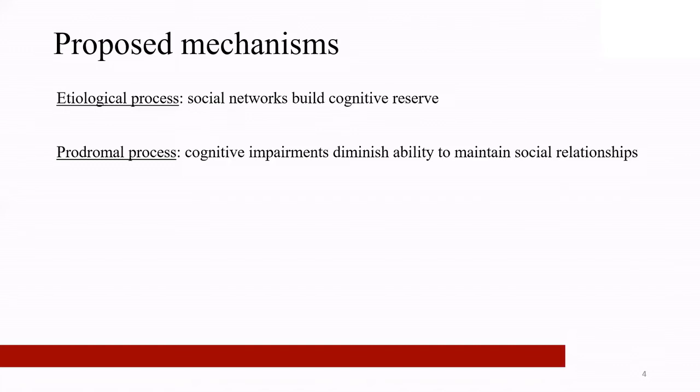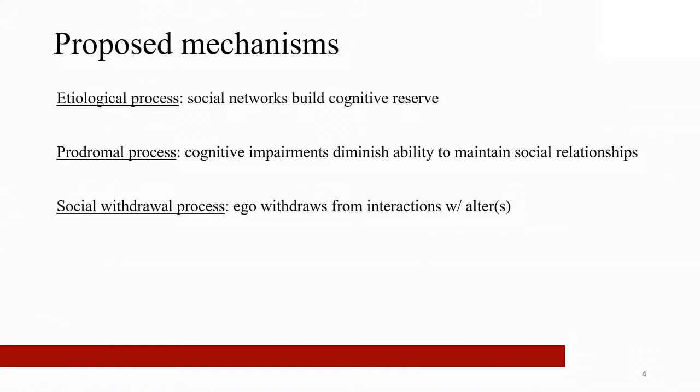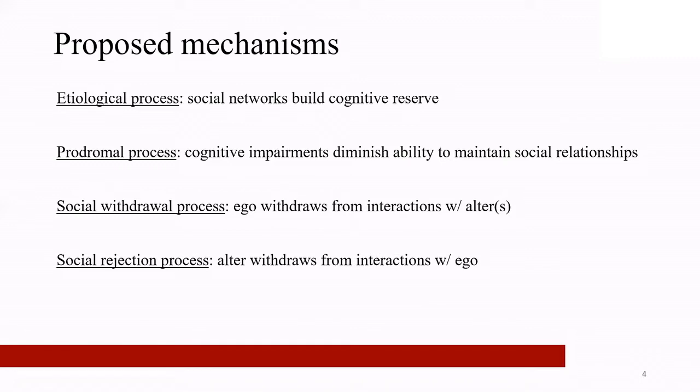If in fact the individual recognizes their decline, they may intentionally abstain from certain social interactions in fear of either embarrassment or being a burden to those around them. This scenario would describe the social withdrawal hypothesis, in which we expect the ego to withdraw from interactions with alters. Conversely, if one's cognitive decline becomes readily apparent to others, this may lead to the social rejection process, in which alters are the ones withdrawing from interactions with ego. Although exploring all four of these potential processes is necessary, for the time being, we're going to be focusing primarily on these latter two.